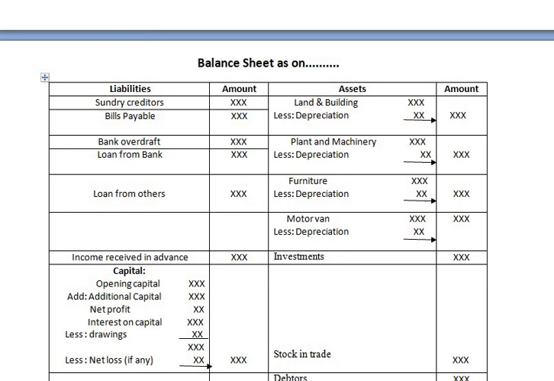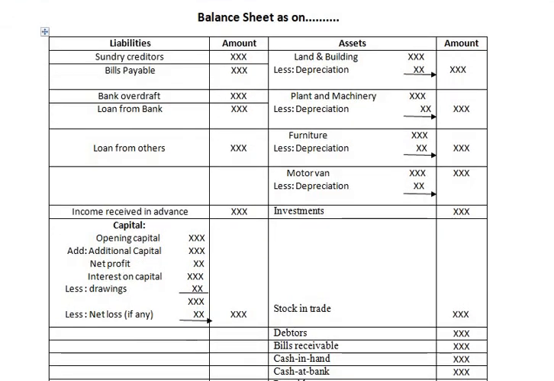Under the head capital, you will write this particular amount, that is net profit, and then the amount. Next, add interest on capital. If you have made any investment and for that investment of capital you have got interest, so that is to be added. So interest on capital is to be added.